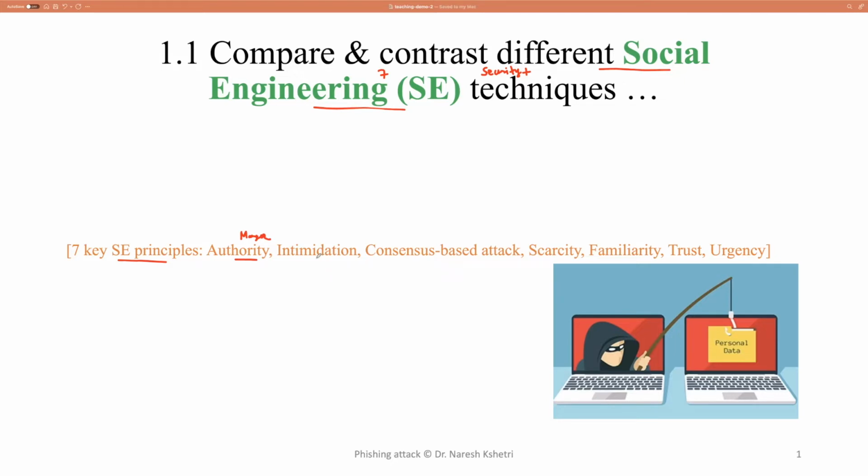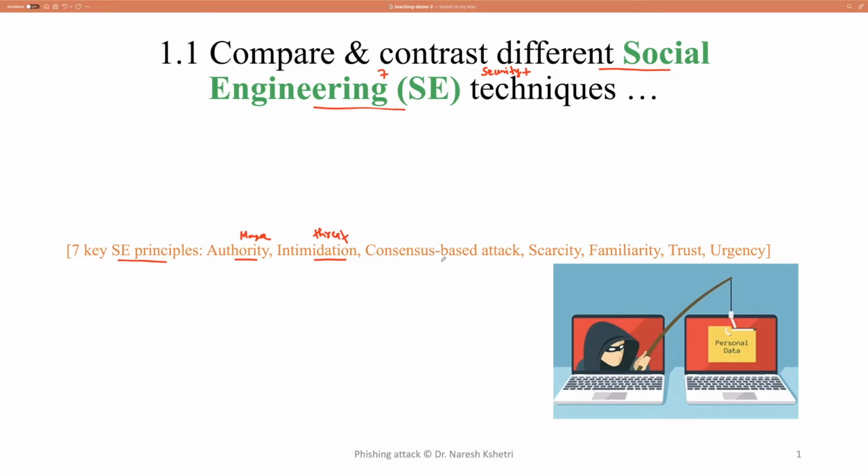That means scaring or bullying an individual and threatening them so they respond by doing what the social engineer wants them to do. It's like threatening them: if you don't do this, you will get this and you will be in trouble. It's a kind of threat.